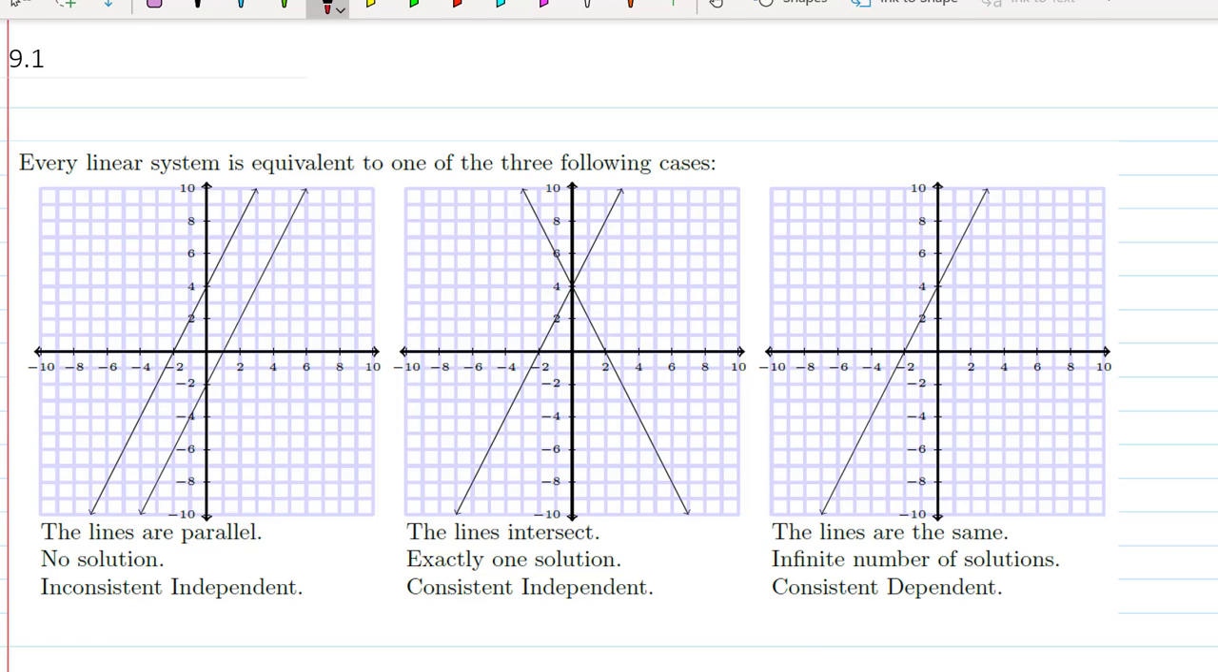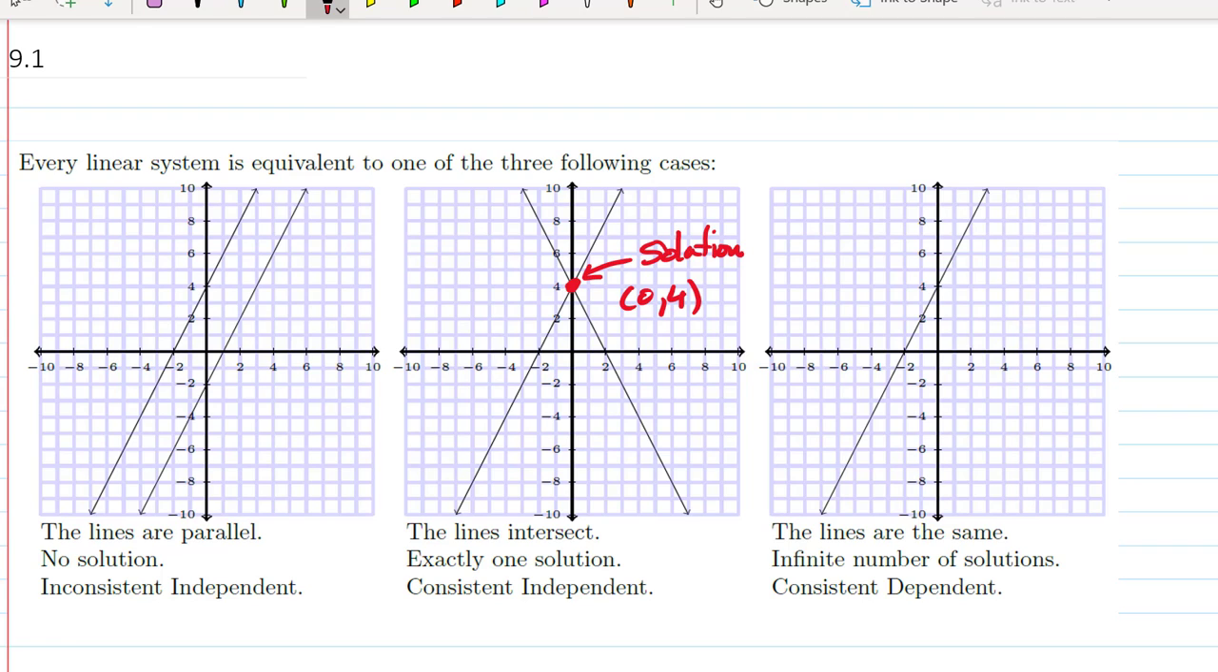The second possibility is that the two lines intersect exactly one time. That point of intersection is going to be the solution to this equation, and in this example it would be the point 0, 4. It will have exactly one solution, and we call that consistent independent.